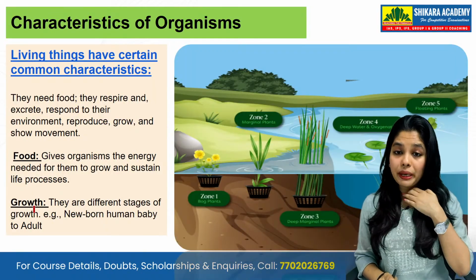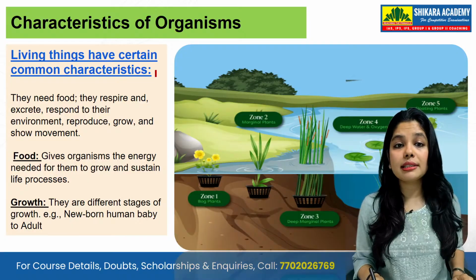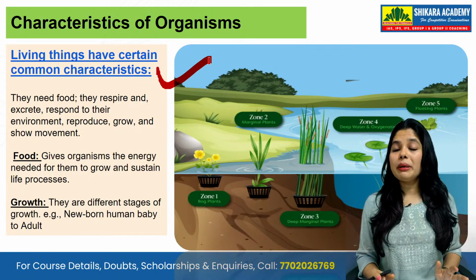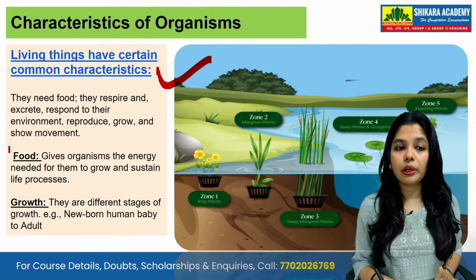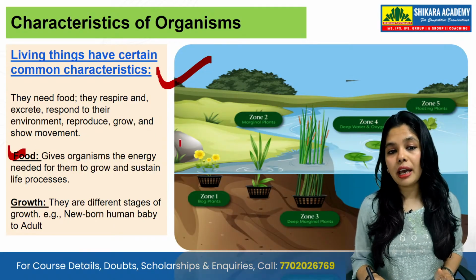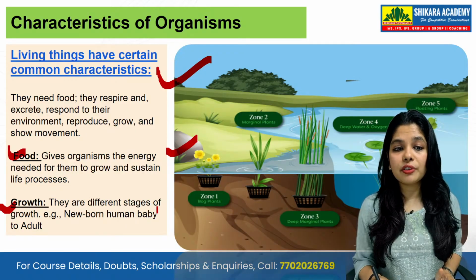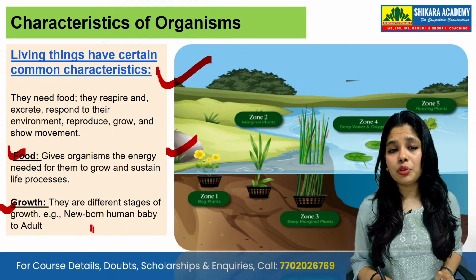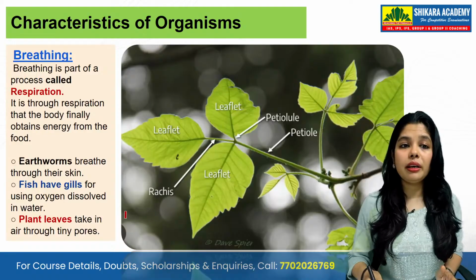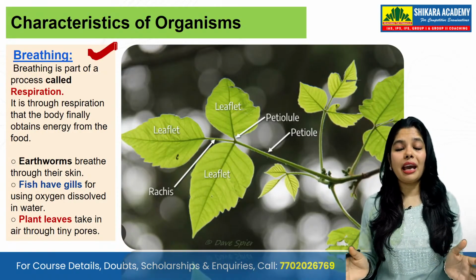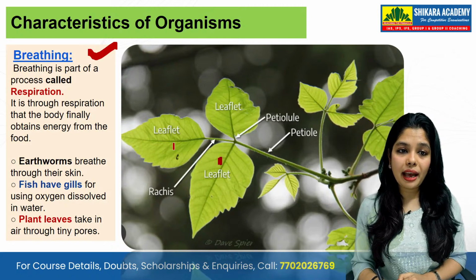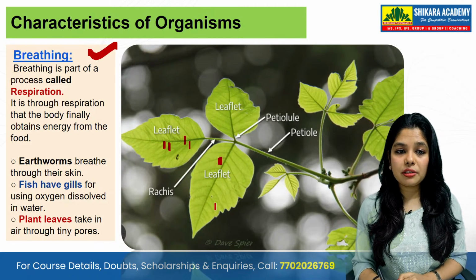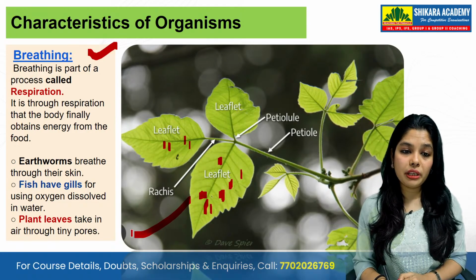The next topic we are talking about is the common characteristics of living beings. We have food. Food gives organisms energy and growth. There are different stages of growth, from a newborn human baby to an adult. Then breathing: every organism breathes differently. In plants, there is the process of photosynthesis, and they have pores on their leaves by which they breathe.